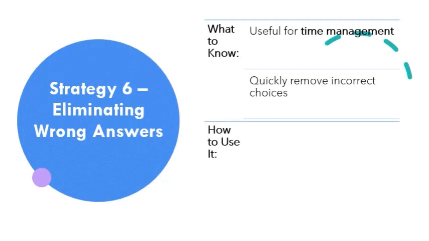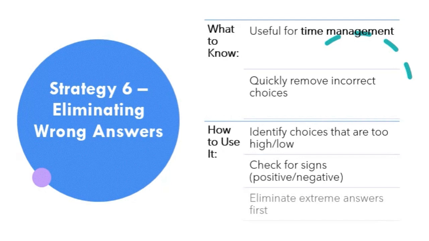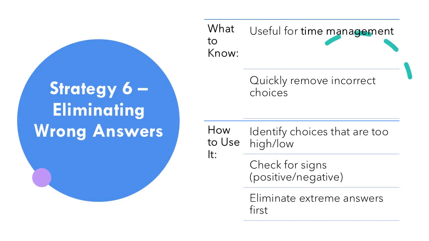Here's how to use this strategy effectively. 1. First, identify choices that seem too high or too low. For example, if you're dealing with a problem where the answer should be around a specific range, get rid of options that are way off. 2. Check the signs, positive or negative, because that can quickly give you a clue about which answers don't fit. 3. Eliminate the extreme answers first. Extreme numbers that don't seem realistic are usually there to distract you.